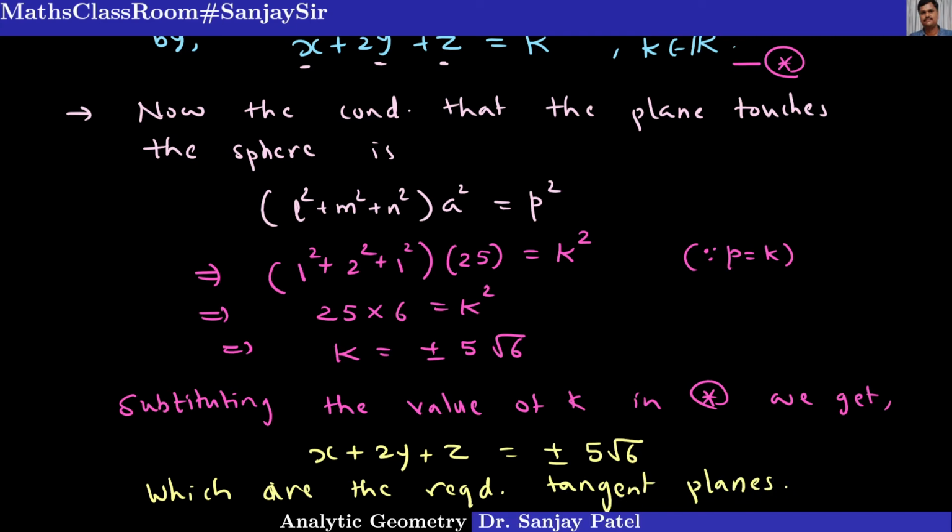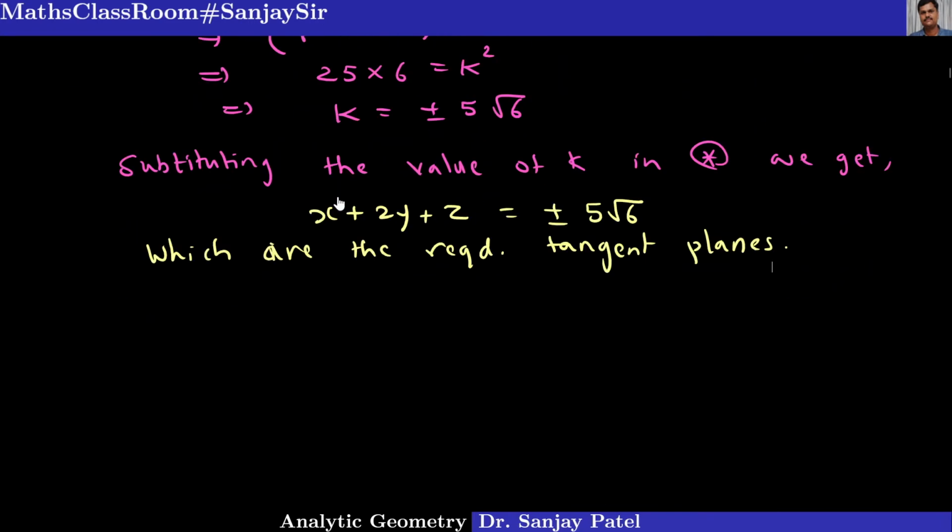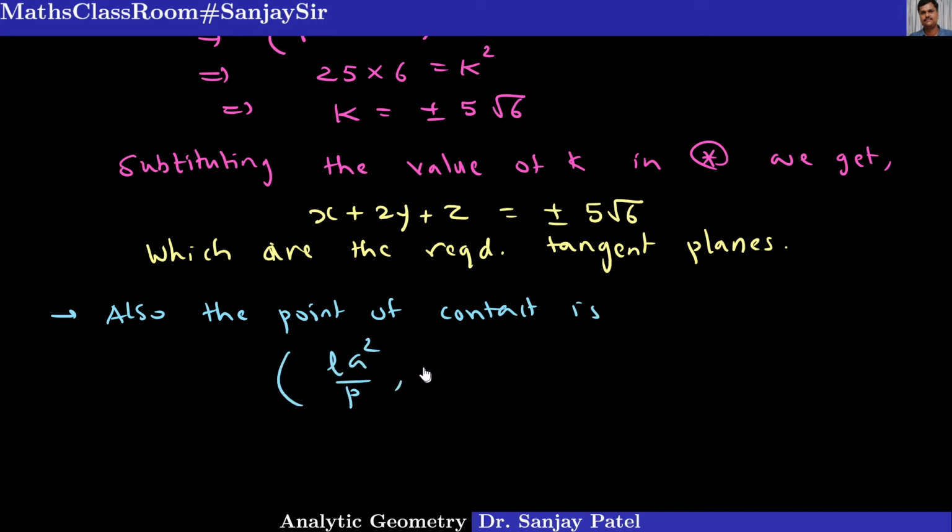These are the required tangent planes. In this case, the point of contact is again simple. Also, the point of contact is LA square upon P, MA square upon P, and NA square upon P.